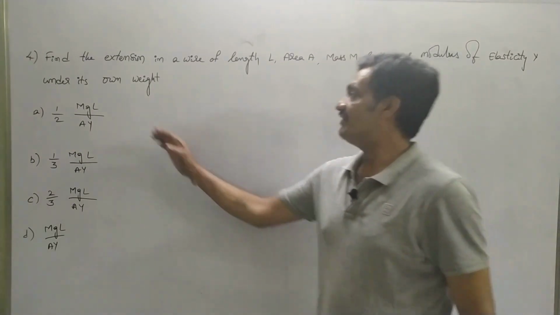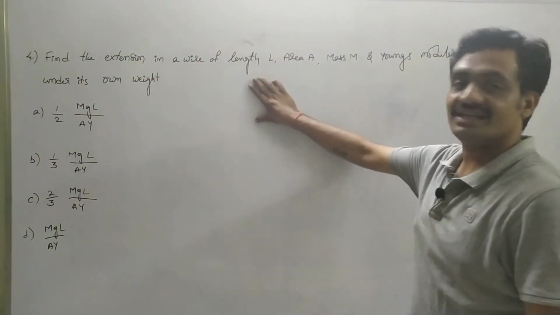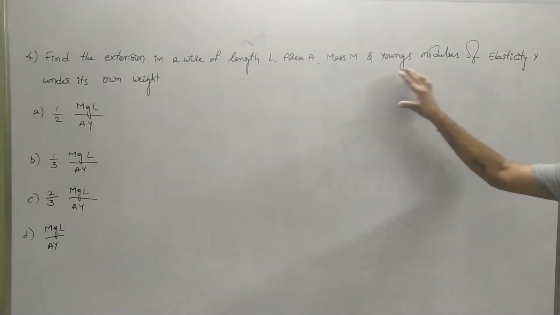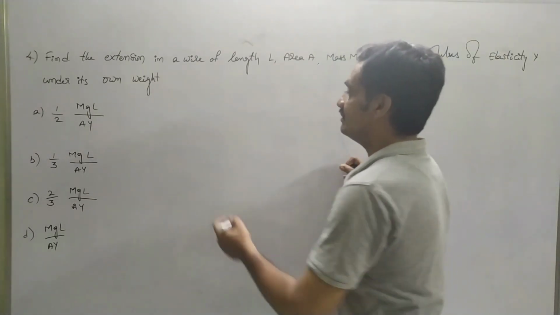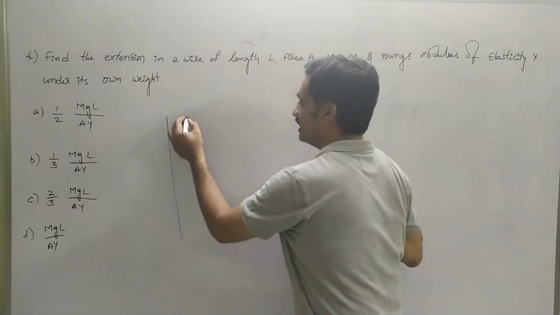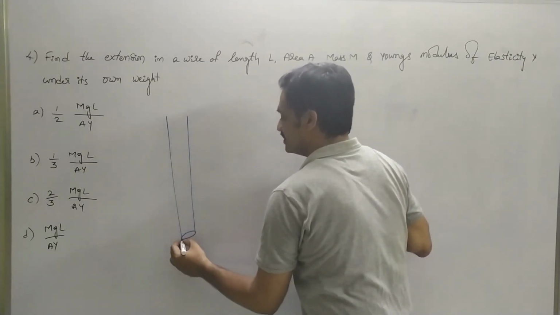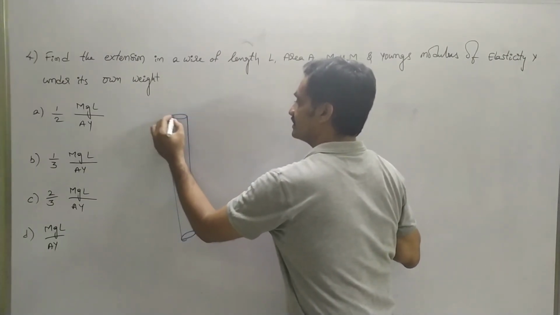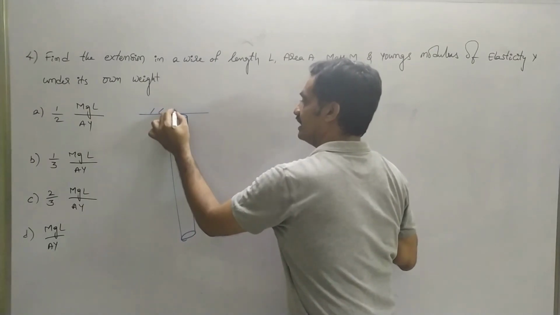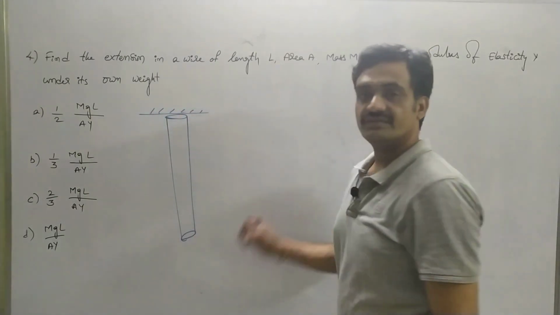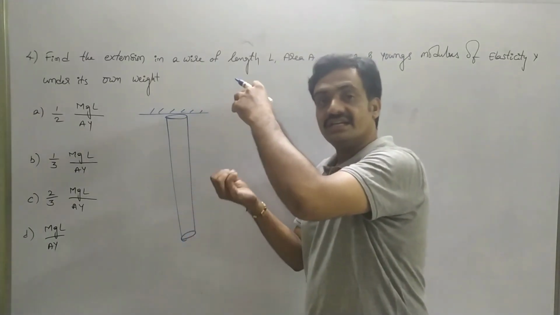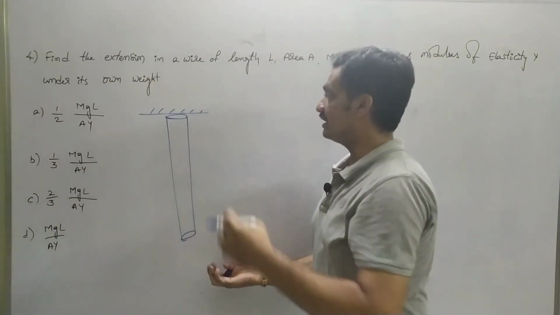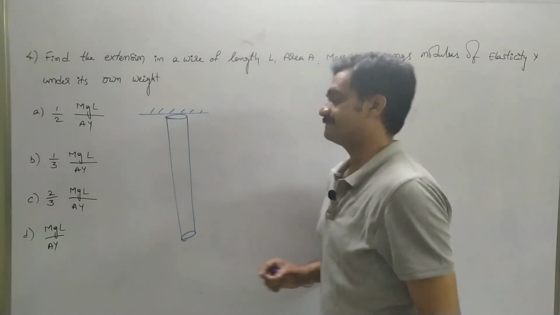Observe the next problem. Find the extension in a wire of length L, area A, mass M and Young's modulus Y under its own weight. Now here we are going to consider a wire which is of length L and area of cross section A, and the upper end is fixed constantly. Now this wire is extending in the downward direction under its own weight.